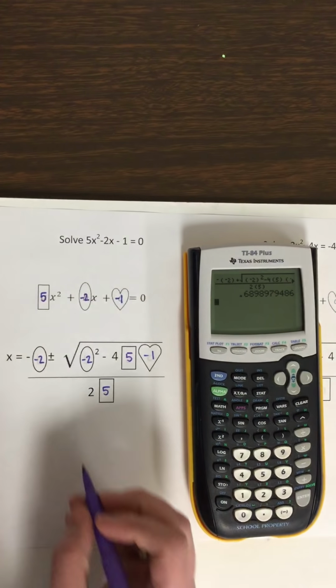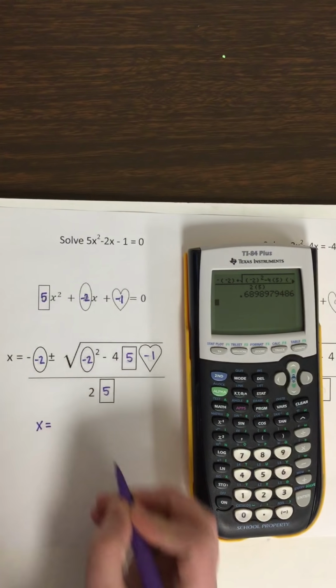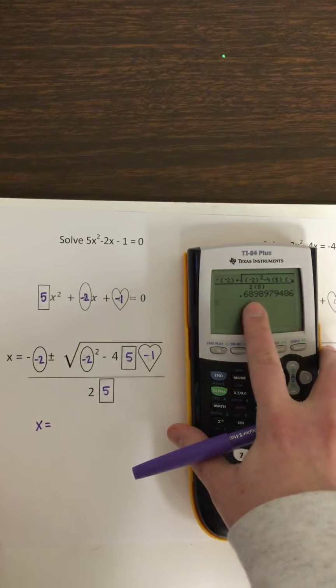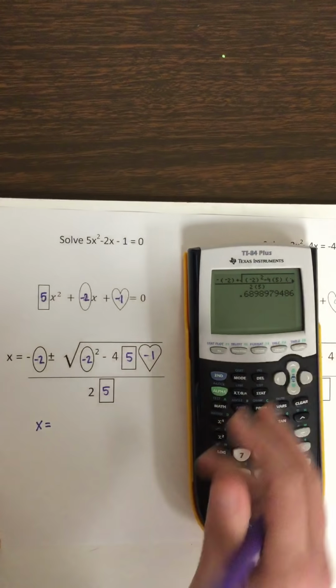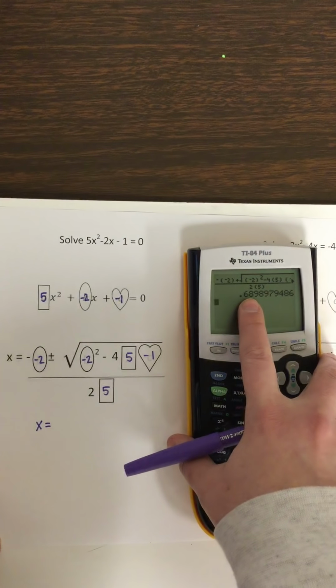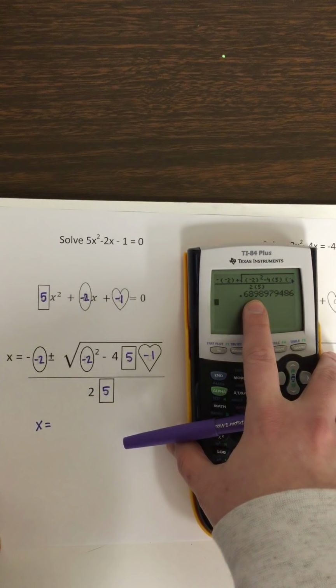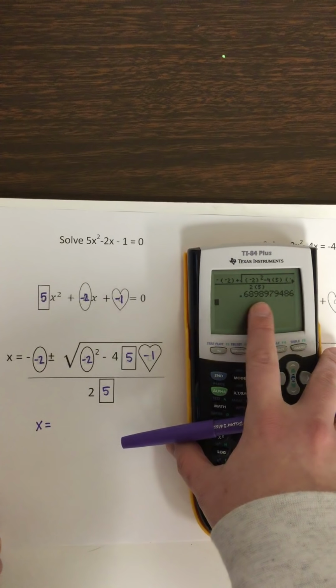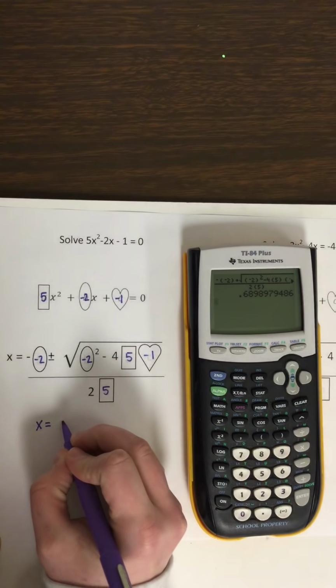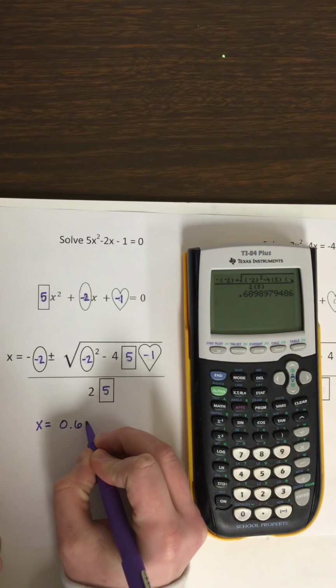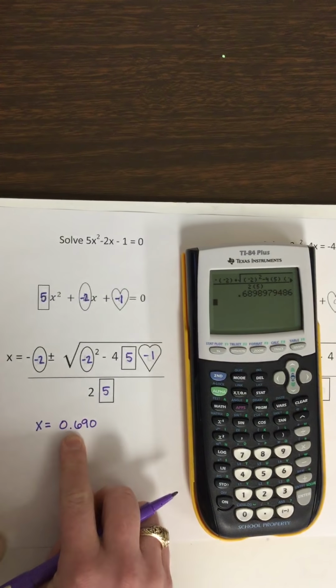So down here, that's telling us that x equals, now obviously we need to round this. I'm not going to be that picky about it, so I would take 0.690, 0.68, 0.689. As long as you're close, I'm happy. So I'm going to go and do 0.690. Okay, so that's one answer.